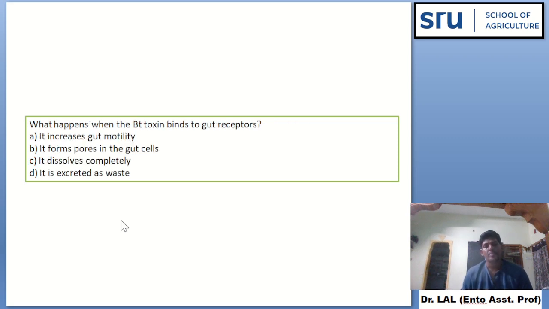What happens when the Bt toxin binds to gut receptors? It increases gut motility, it forms pores in the gut cells, it dissolves completely, or it is excreted as waste. So here the correct answer is B, that is it forms pores in the gut cells. When the Bt toxin binds to the gut receptor, it forms pores in the gut cells.